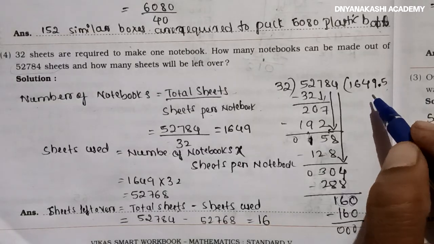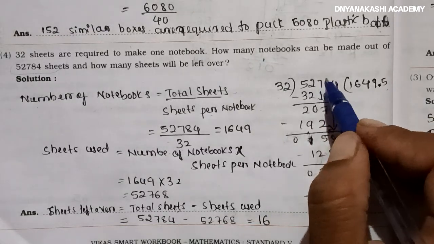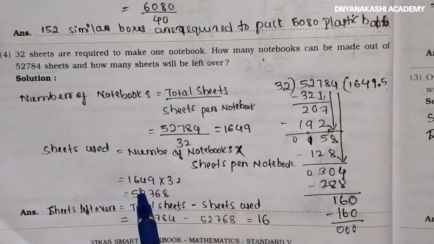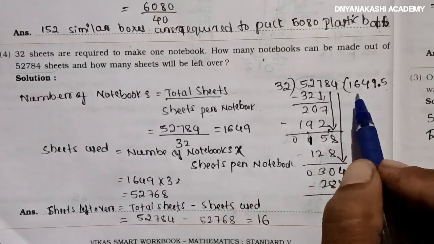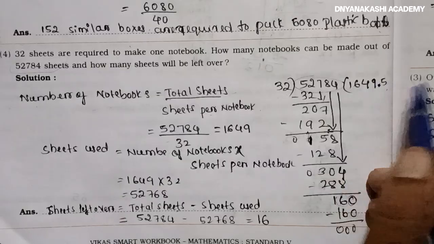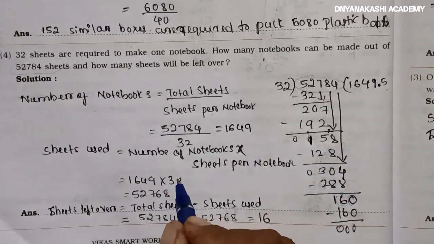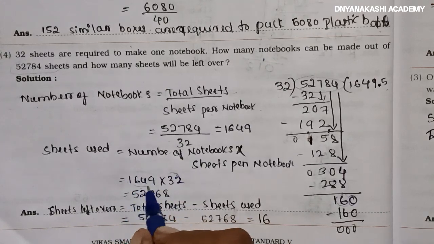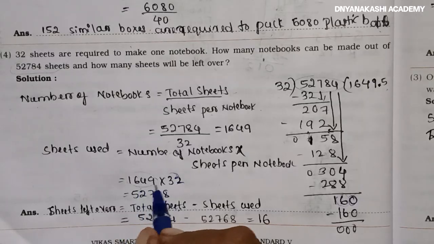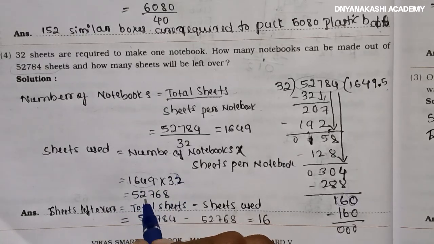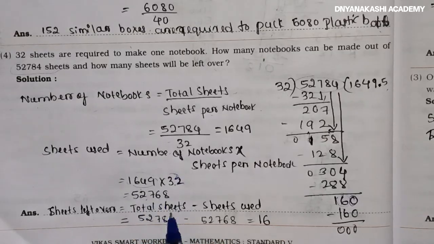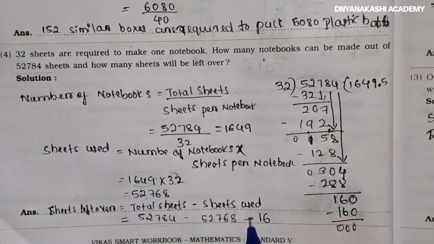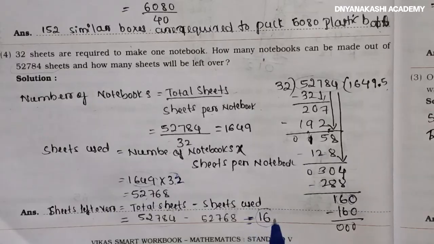How many seeds are used here? The total number of seeds is already given, and we need the seeds used. 1649. We take a round figure, leave the 0.5. 32 seeds for one notebook used. How many seeds? 1649, we multiply, and the answer is 52,768. The total number of seeds is already given. We find out the seeds used, and the seeds left over are only 16.